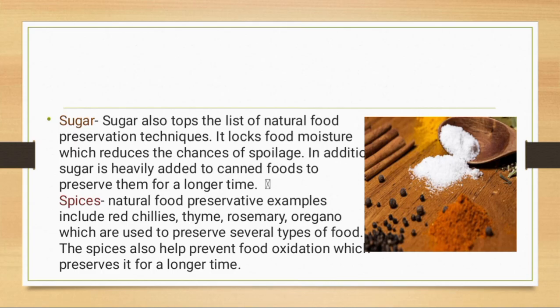Spices. Natural food preservative examples include red chilies, thyme, rosemary and oregano, which are used to preserve several types of food. The spices also help prevent food oxidation, which preserves it for a longer time.